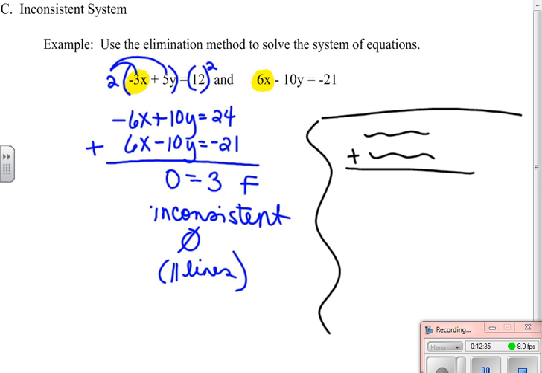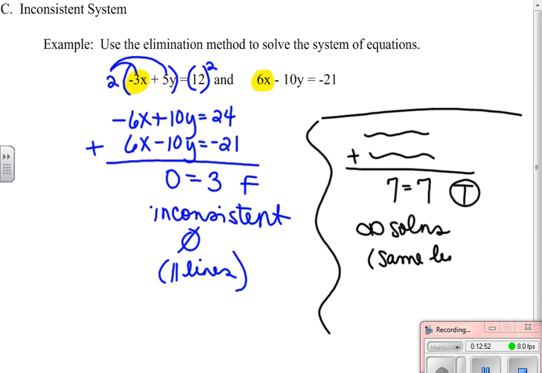The other thing that can happen is after you do your addition, if you get a true statement, 7 equals 7, something that is always and forever true. This is infinite solutions because you really have the same line. So this one would be consistent and dependent.